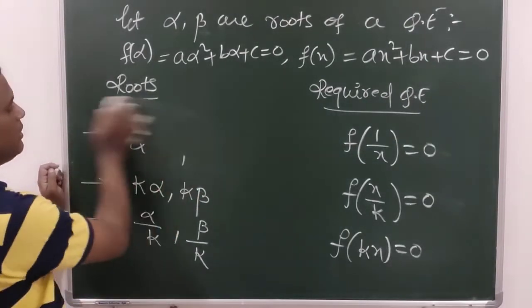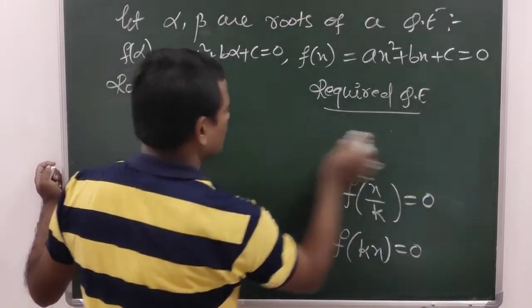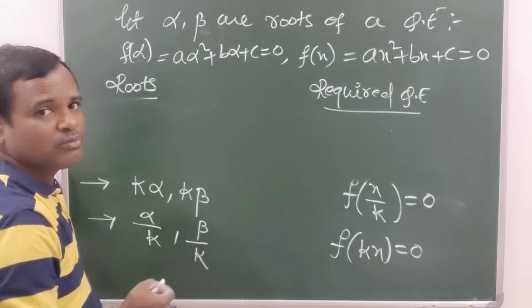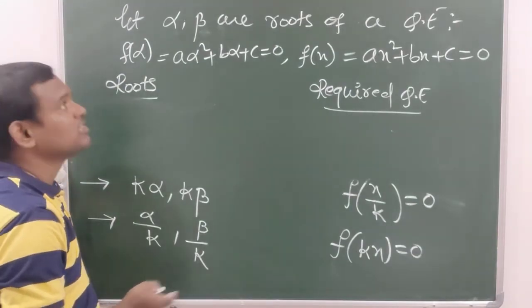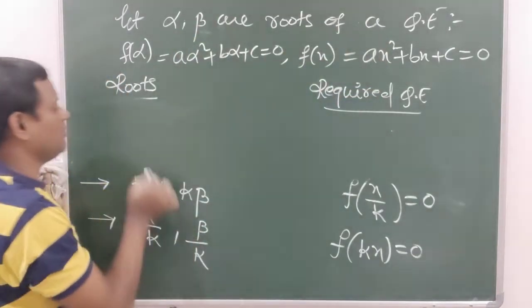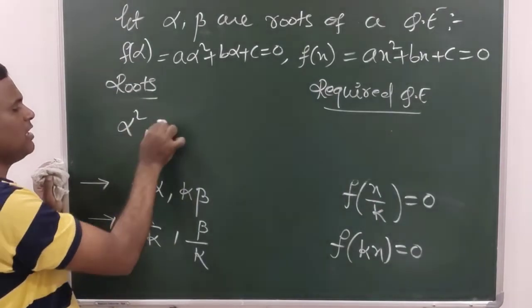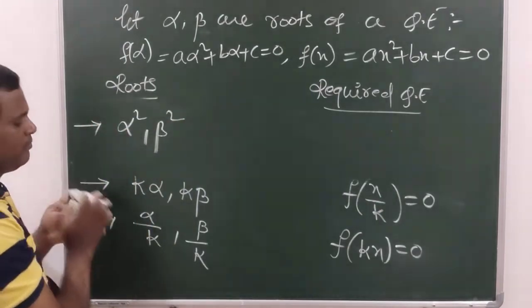Next. See, find a quadratic equation whose roots are squares of the roots of this equation, means alpha square, beta square. Then what do we do?